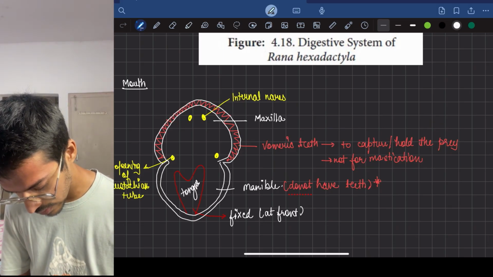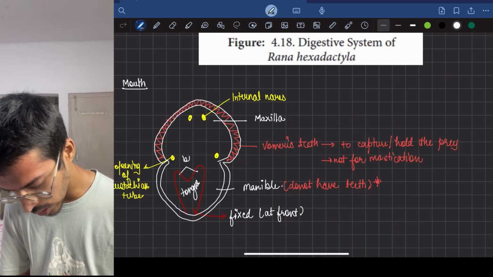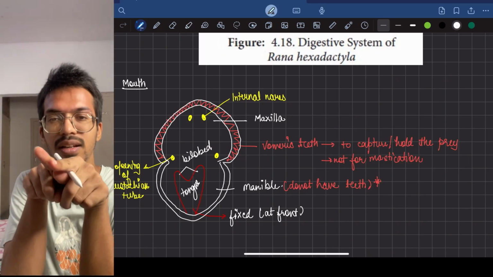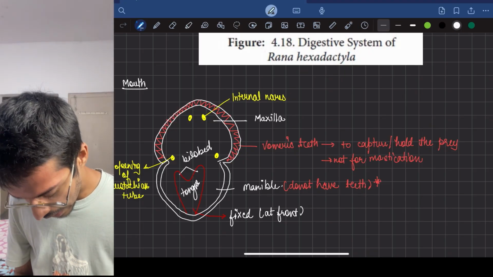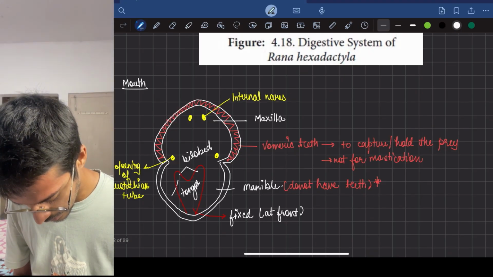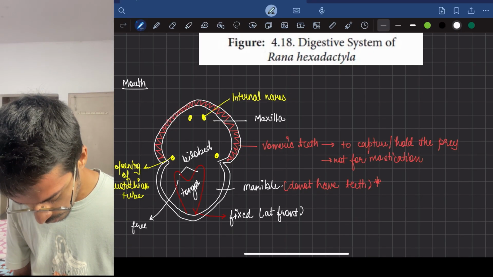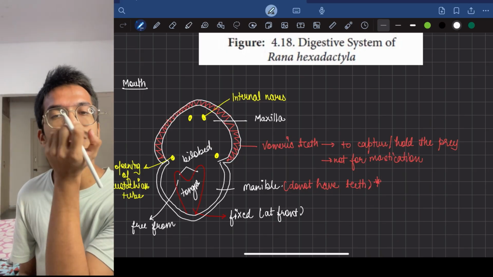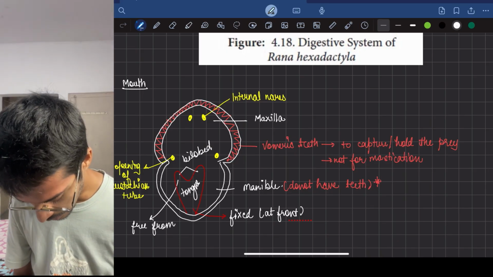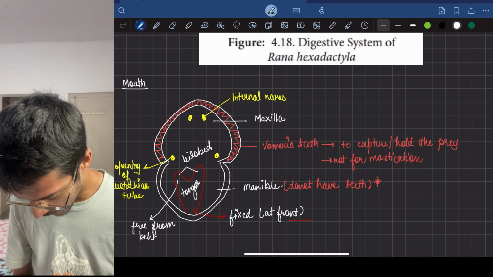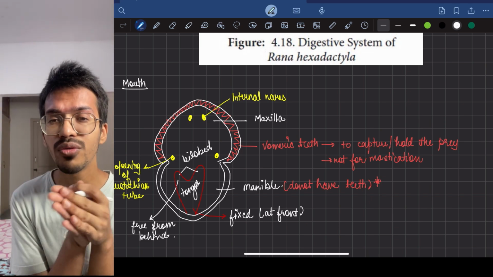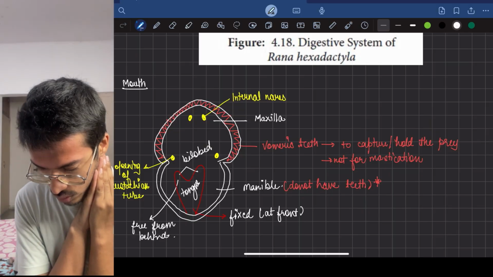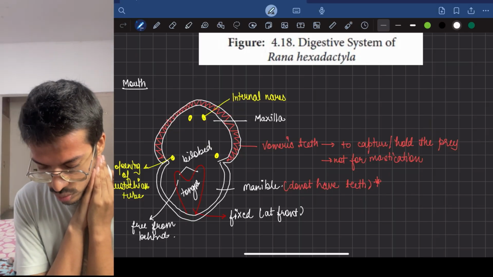Okay, and this area is what? This is bilobed. Two lobes can be seen like this. So the bilobed tongue is there, and it is free from behind. That's why it comes like this and goes like this. And this whole thing is representing what? The buccopharyngeal cavity. So this thing we have to remember.